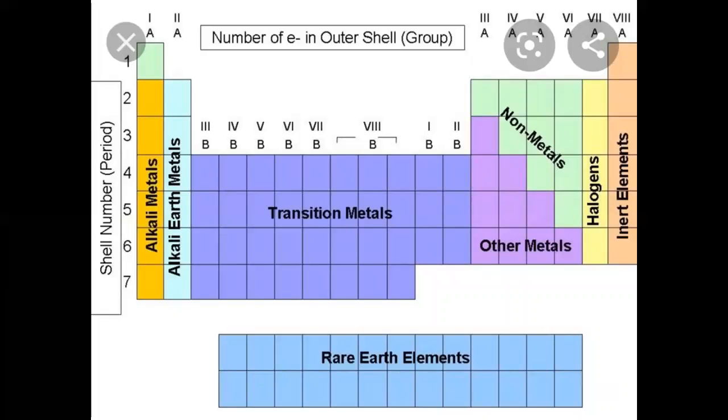Before going into the next topic, let us take a quick review of the previous topic, that was the periodic table. As I told you, the periodic table is composed of different groups. The vertical columns in the periodic table are called groups, and the horizontal rows in the periodic table are called periods.